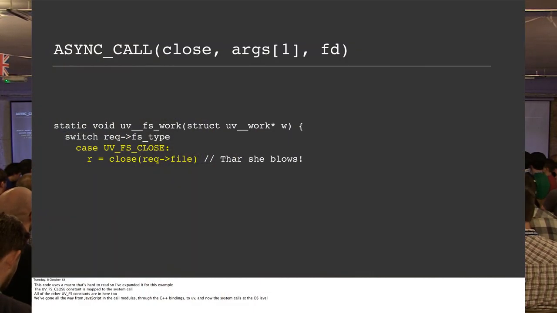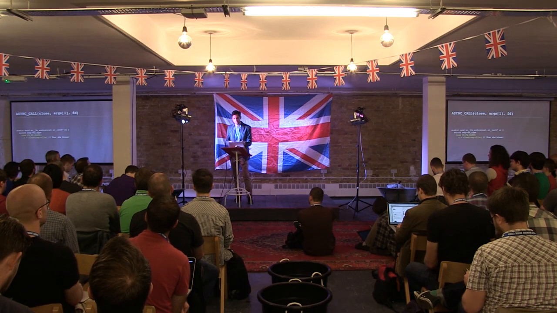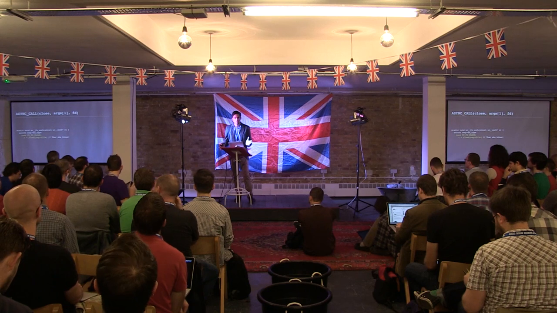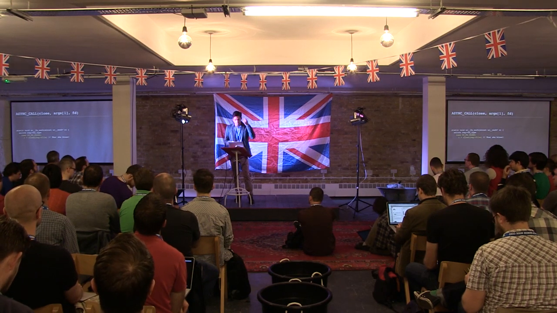So UVFS work is a bit of a humdinger of a function because it has a macro that calls a macro, and I've expanded it here so it makes some sense and will fit on a slide. But basically, where you see UVFS close in that switch statement, it will call the close system call, which when I first saw this blew my mind because I thought, isn't a system call blocking? But of course, we've told UV to do a piece of work in a thread pool. So we've posted that piece of work to be done when the process can do it, and then we're doing other things while that's happening, hopefully.